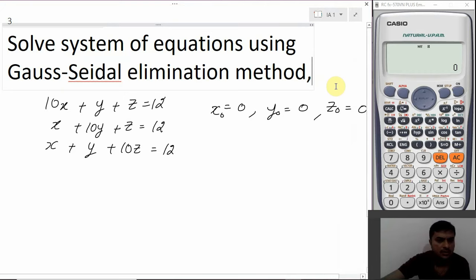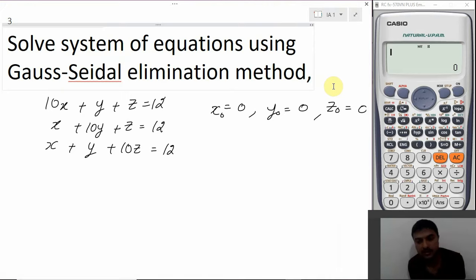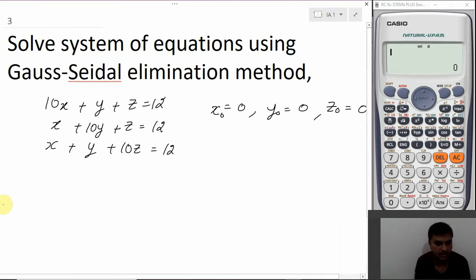There we have solved a system of equations using the Gauss elimination method. Now please remember the Gauss-Seidel method, students. Whenever you get Gauss-Seidel, see that the diagonal entries must be highest. Just looking at the question, it's very easy. Why? Because it's already arranged. 10, 10 and 10 are the diagonal entries. You can see they are always highest.